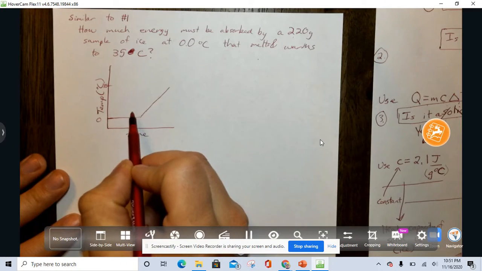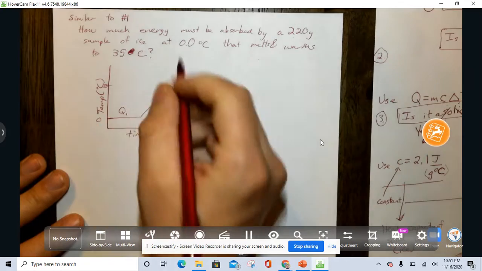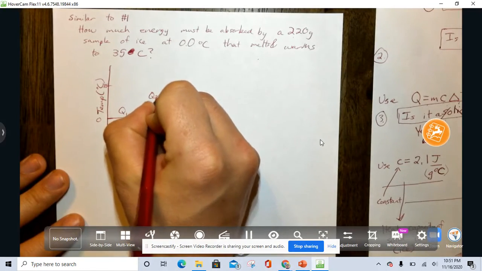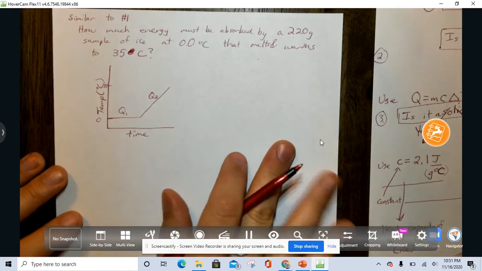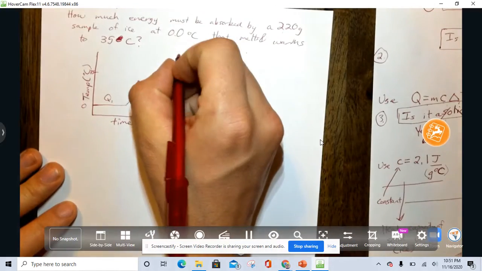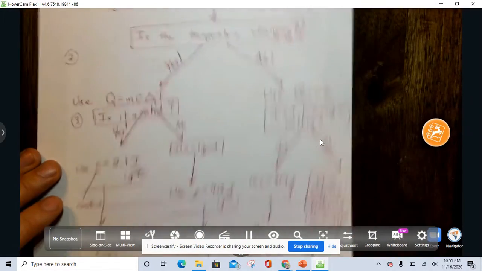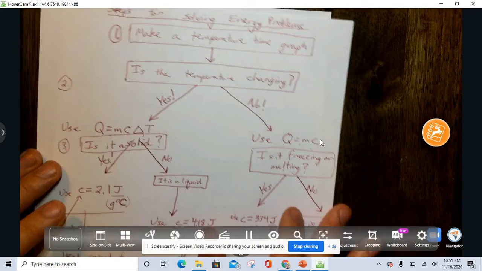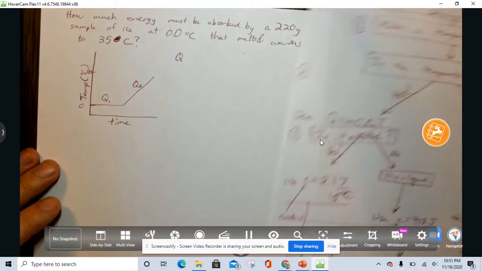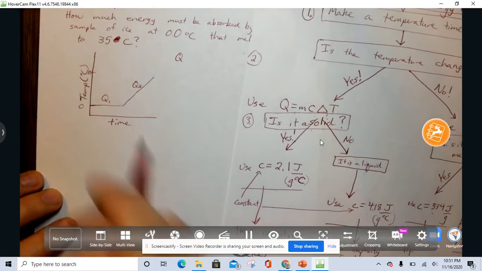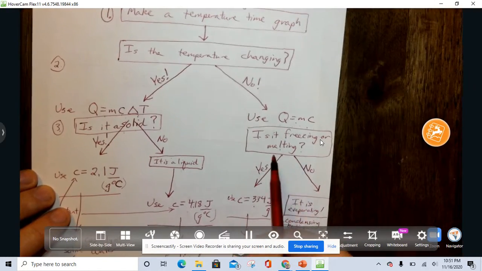So now we have two parts to this. We've got a Q1 and a Q2. So let's analyze it one part at a time. For Q1, looking at our chart, the temperature time graph: is the temperature changing? Nope. Absolutely it is not. It is just melting.